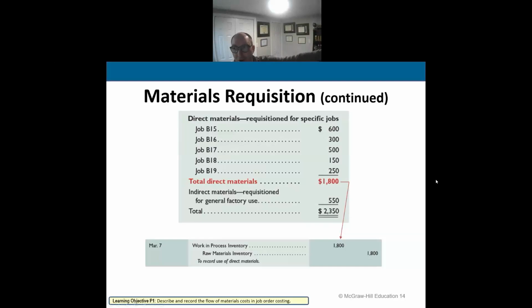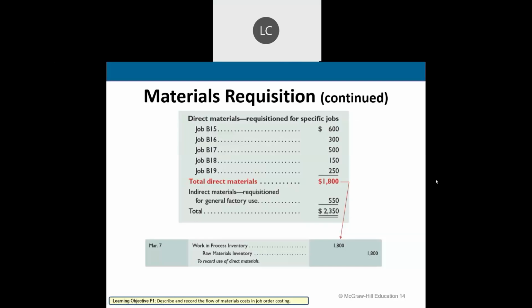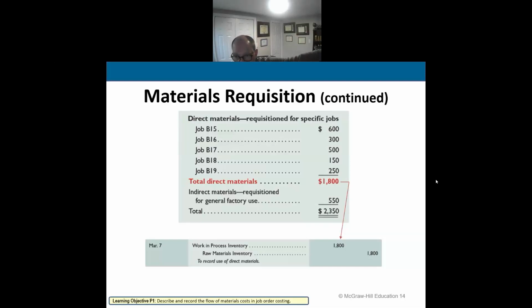Yep, you got it. So what I'm doing here is I'm requisitioning raw materials from my storage unit where all my raw materials are, because I need to start fulfilling our customer jobs. I total up all my direct materials that I need in order to fulfill all of my customer job orders. In order to do that, I fill out my requisition form and send it over to my raw materials department, storage area, whatever you want to call it. But I need to track the movement of that raw materials into work in process.